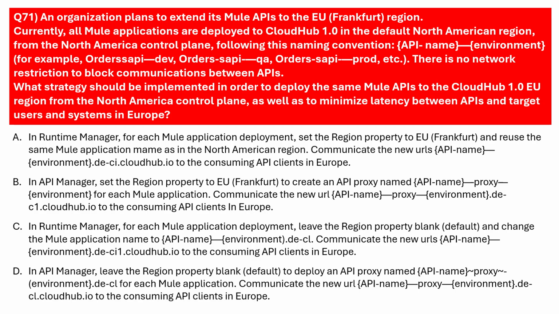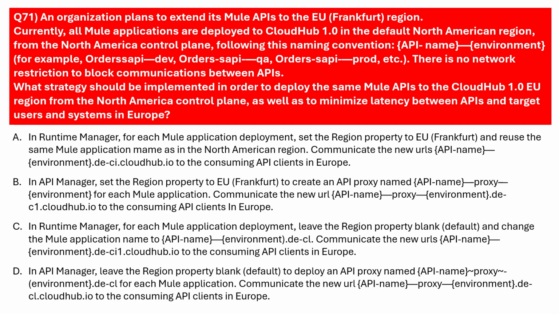B. In API Manager, set the region property to EU Frankfurt to create an API proxy named API name-Proxy-environment for each Mule application. Communicate the new URL, API name-Proxy-environment at the c1.cloudhub.io, to the consuming API clients in Europe.